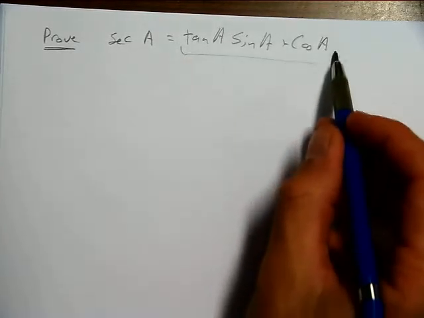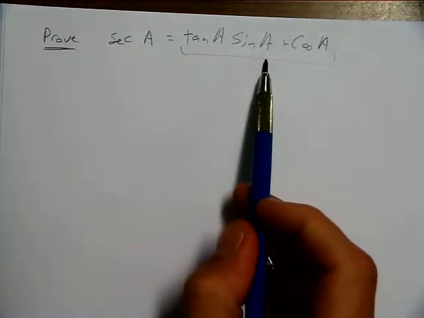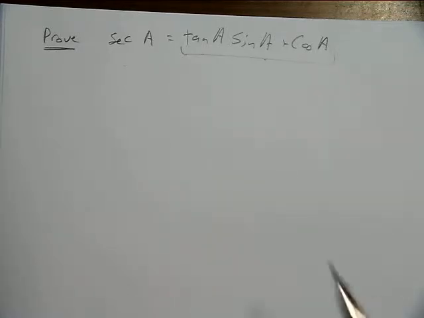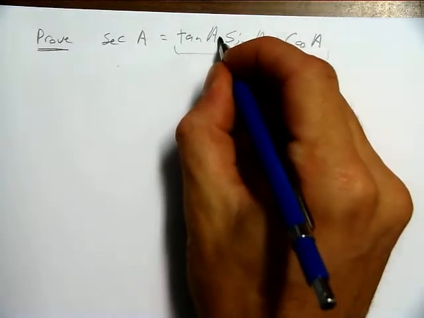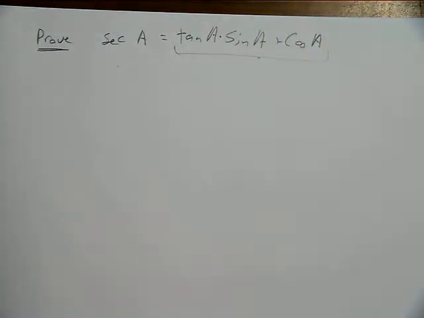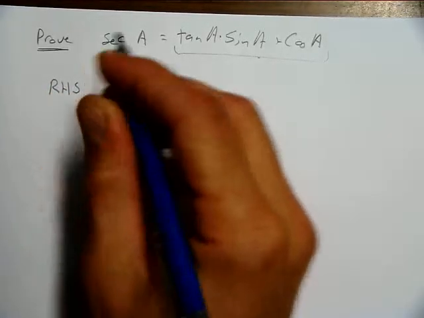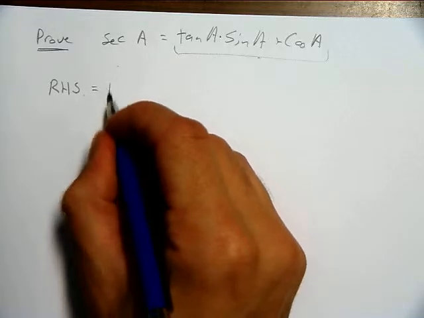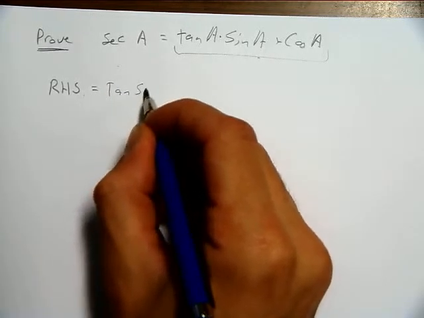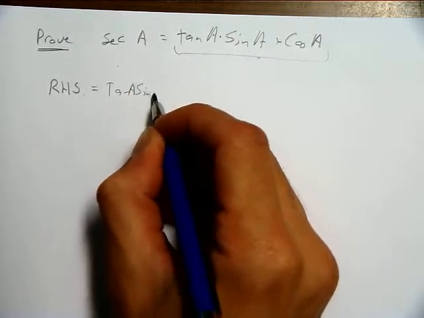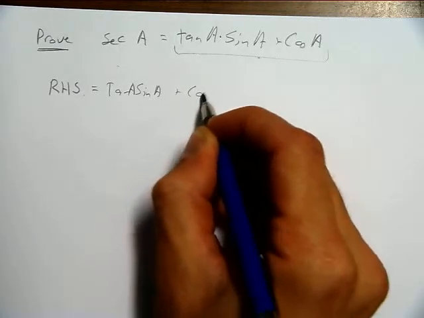So yeah, if we've got a larger side and a smaller side, sometimes it's just a matter of a simplification question. What's meant to be between the tan A and the bracket? There's nothing there, so that's a times. So tan A multiplied by sin A plus cos A. Okay, so we're going to start with the right-hand side. Right-hand side equals tan A (sin A + cos A).